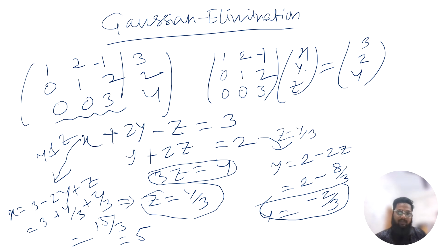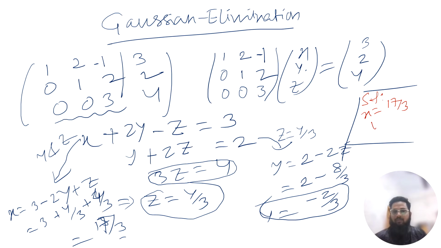Sorry, z is 4 by 3. So if z is 4 by 3, then 9 plus 8 is 17 by 3. So what is the final solution you are getting? The final solution you are getting is x equal to 17 by 3, y equal to minus 2 by 3, z equal to 4 by 3. So this is your final solution for the unique case.